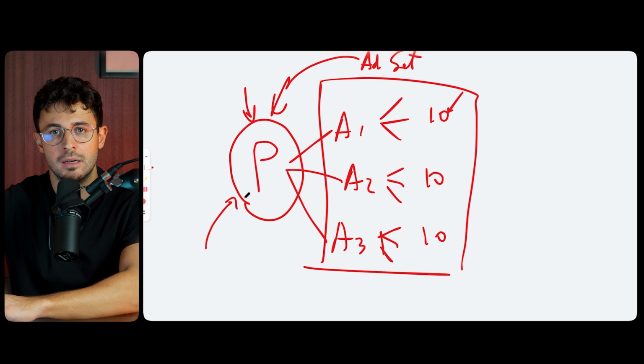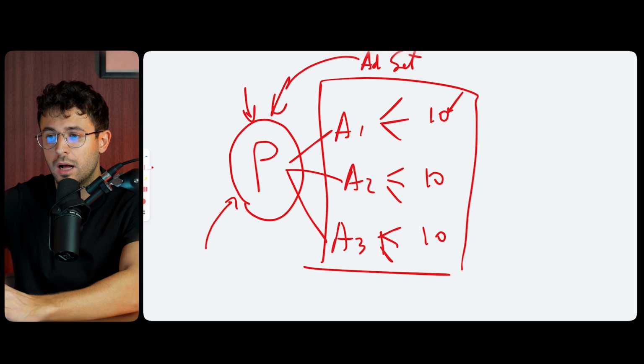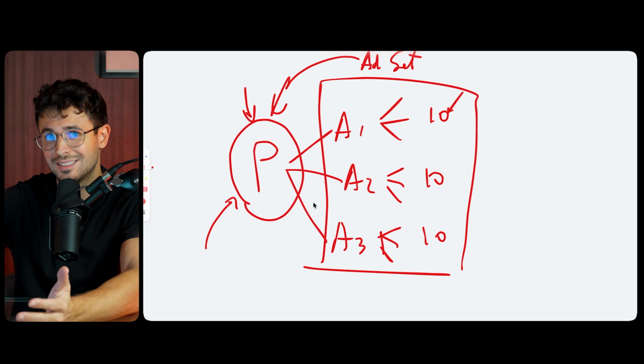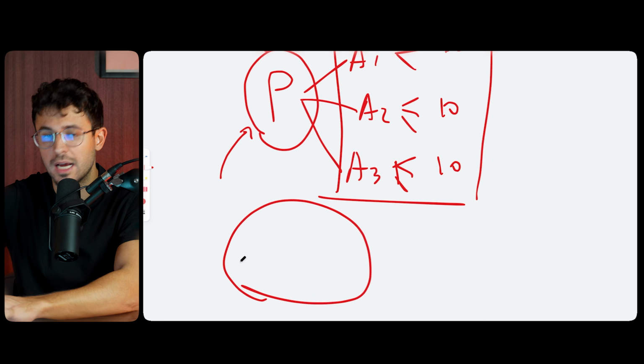And the ad set level is just like an aggregator of learning that happens at the ad level. So all the micro learnings that are happening at the ad level are then being pushed to the ad set level. And this is where the actual demographic targeting is happening.